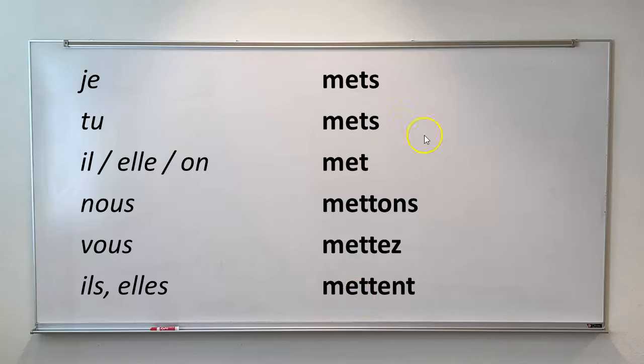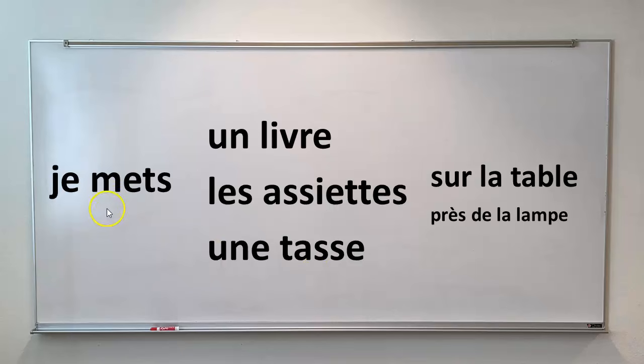Okay, so now that we know the verb, let's look at some simple examples with the verb mettre. So the meaning to put, well, when we use the verb put, we put something: a book, un livre, les assiettes, the plates, as in plates for eating, une tasse, a cup. So we put that something and we put it somewhere. In this case, we have on the table, sur la table, close to the lamp, près de la lampe.